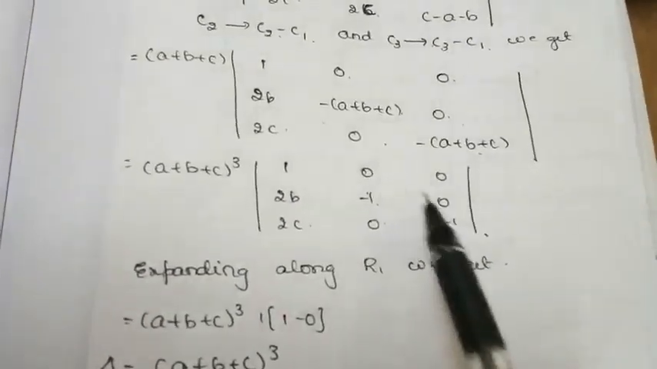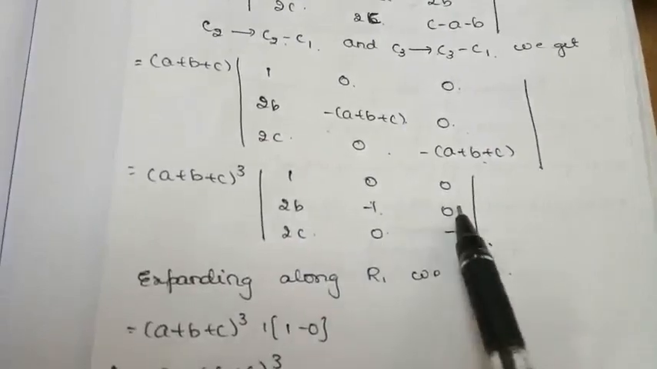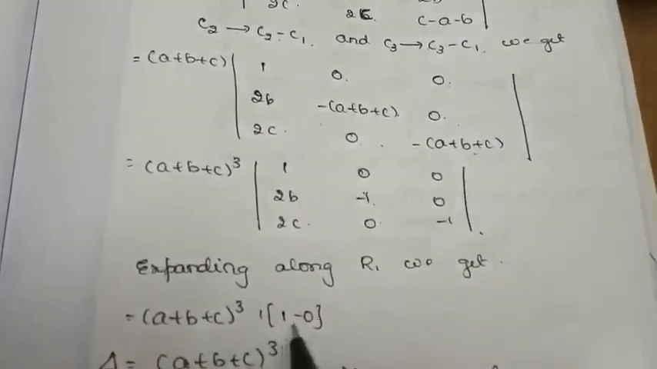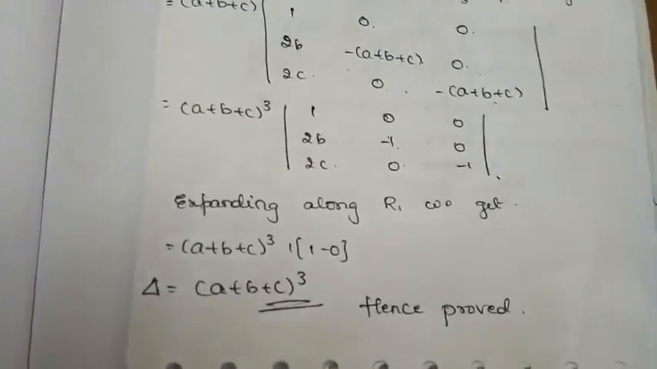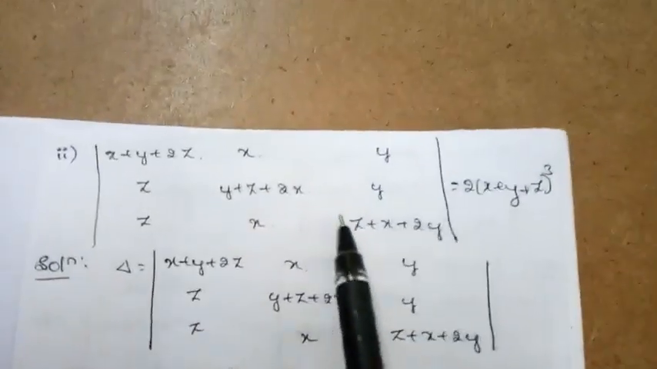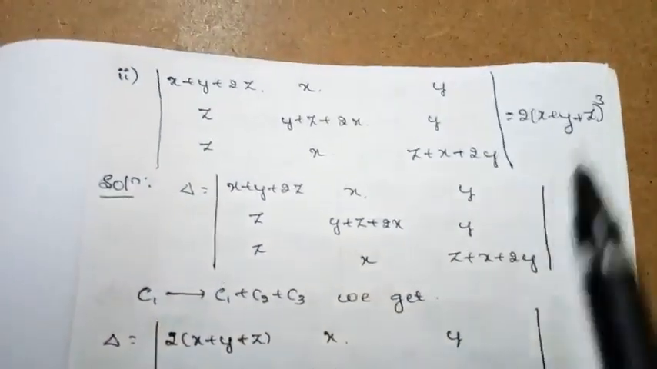Now I am expanding along R1. The value of this determinant becomes 1 into minus 1 into minus 1, 1, 0. So 1 of 1 minus 1. So delta is a plus b plus c whole cube. Hence what is required in the RHS, that itself we got here, hence proved. So this is our next question, a similar approach to the previous one.